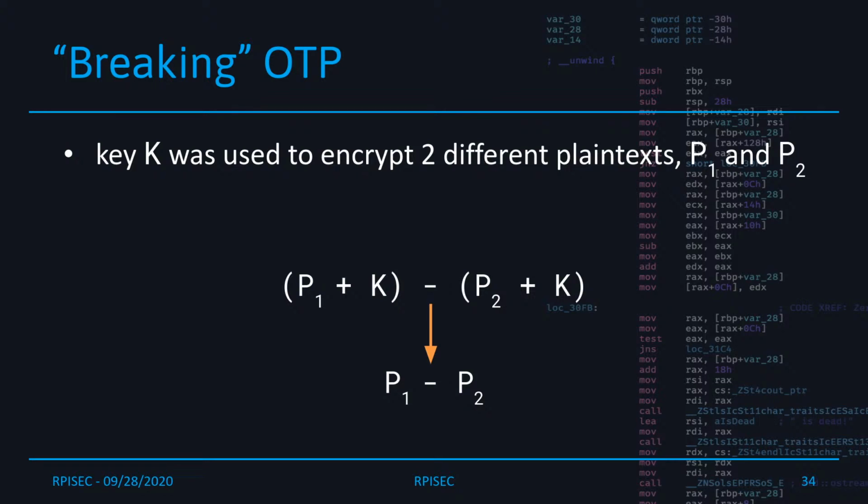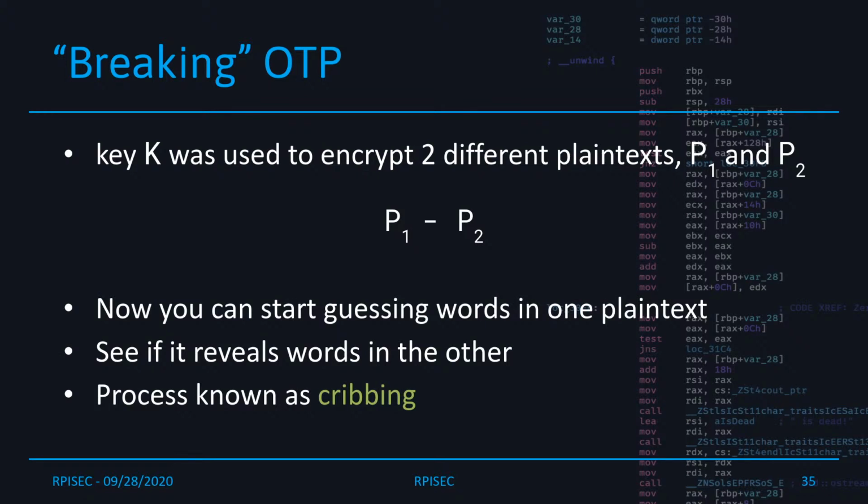Now, this result won't actually look like any sort of English sentence. It'll still look like just a garbled mess. But if we know that P1 and P2 are in English, then we can start guessing words in one plaintext to try and see if it reveals words in the other.